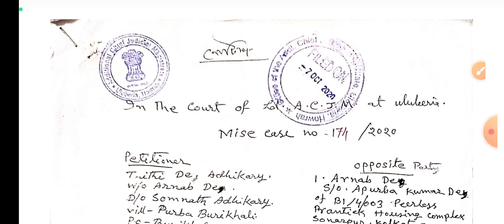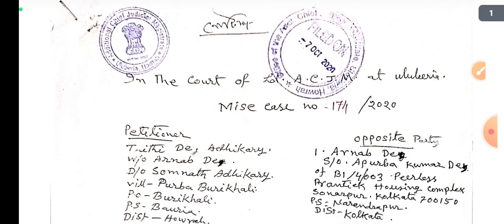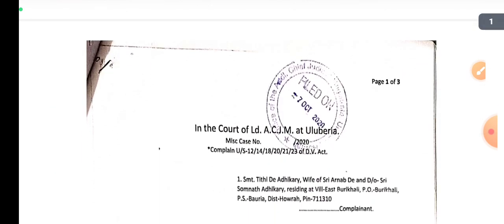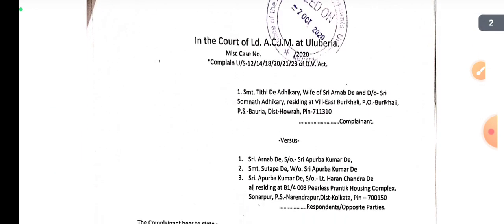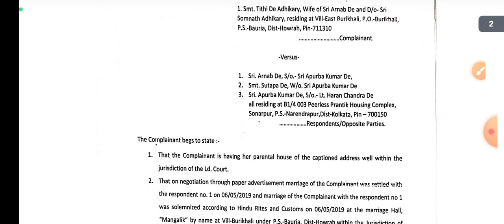It has been given to the opposite party with a copy of the application.